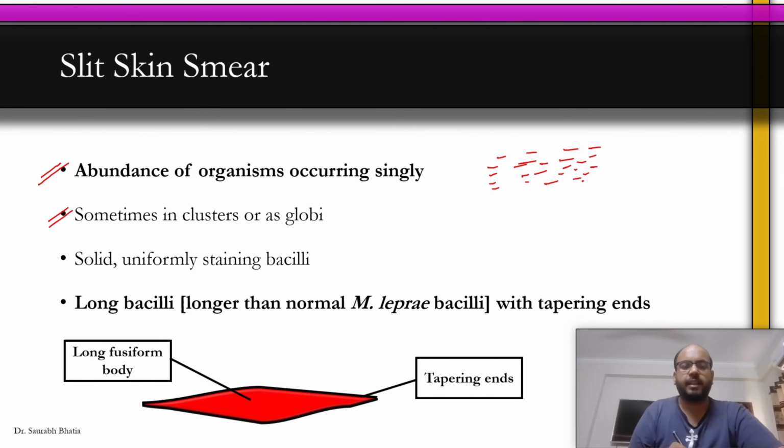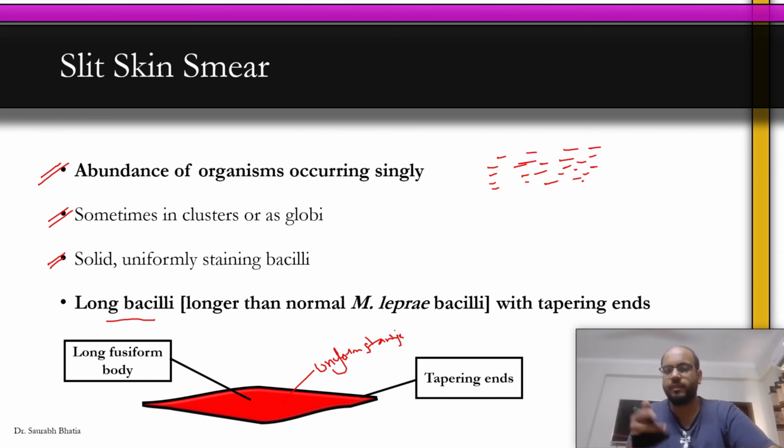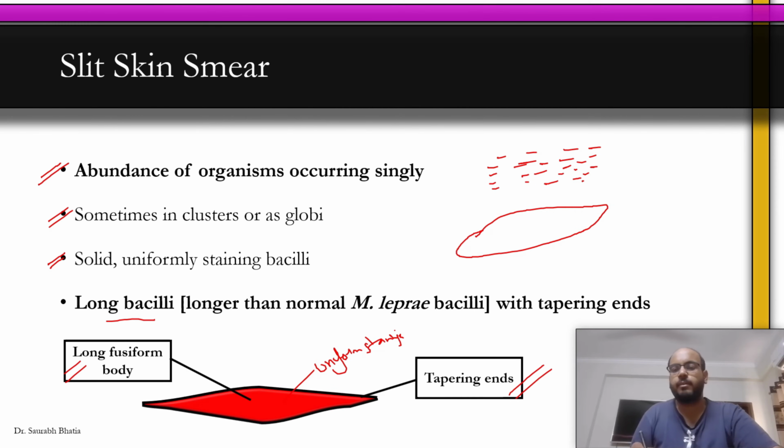Each lepra bacillus is solid and uniformly stained. So what you will see is uniform staining. And you will see long bacilli, longer than the normal M. leprae bacilli that we see, along with tapering ends. So the ends taper, which we call a fusiform body. So lepra bacilli become fusiform. We know that normal bacilli are rod shaped, so they don't have that kind of tapering ends.